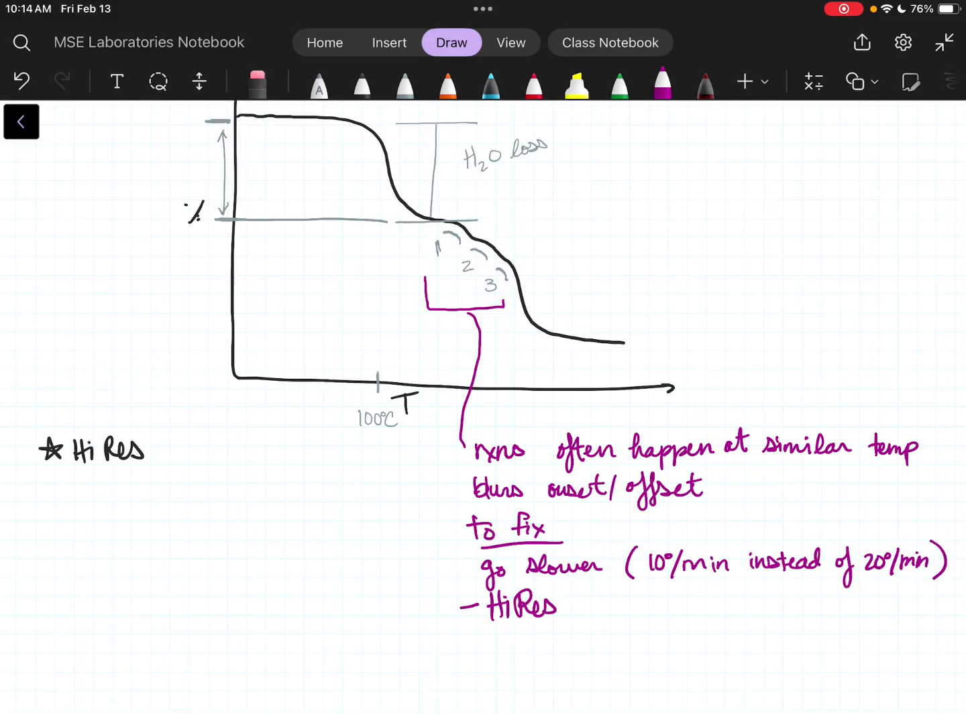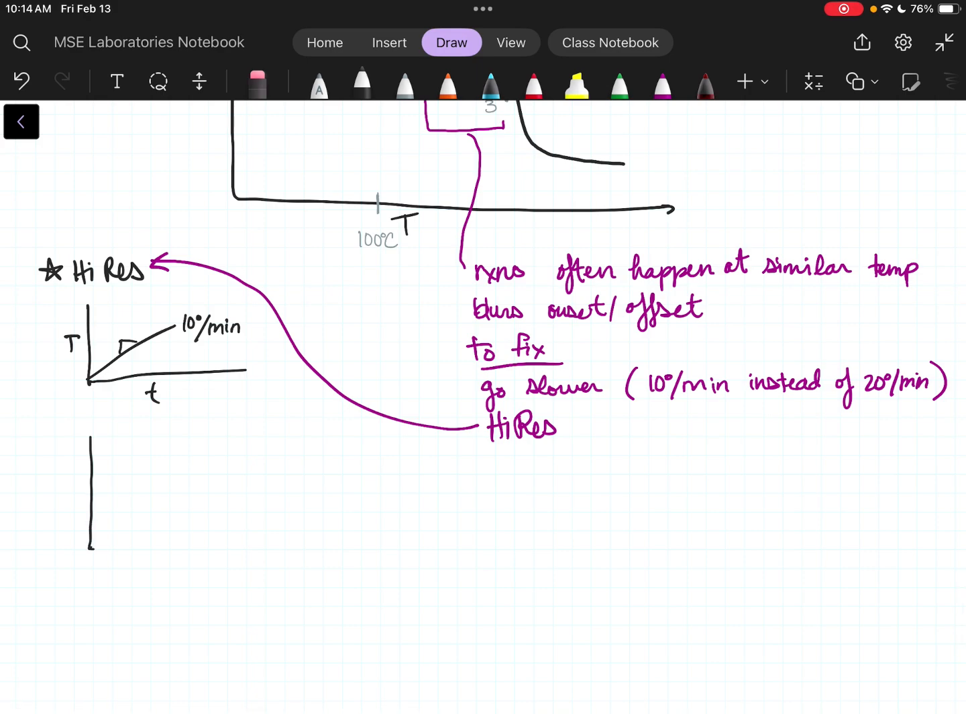Reactions often happen at similar temperatures. That blurs the onset and offset. That's the beginning and the end. To fix it, we can go slower.